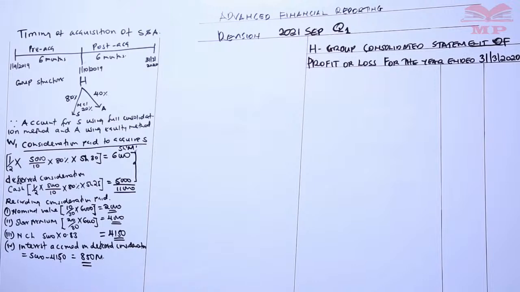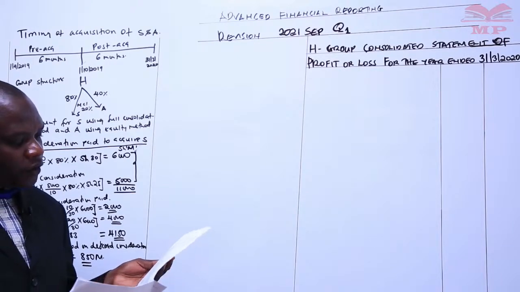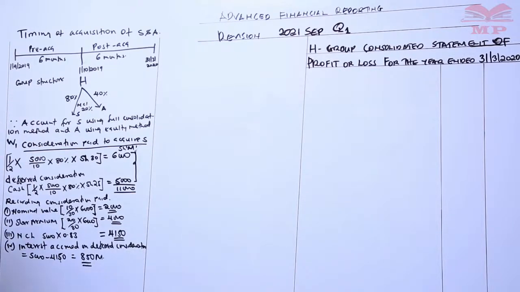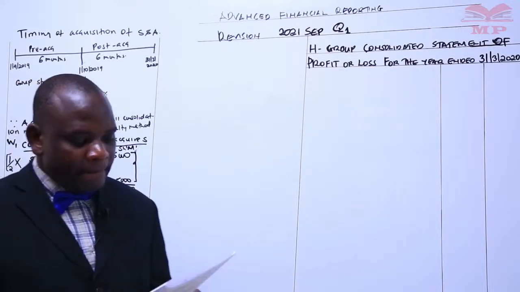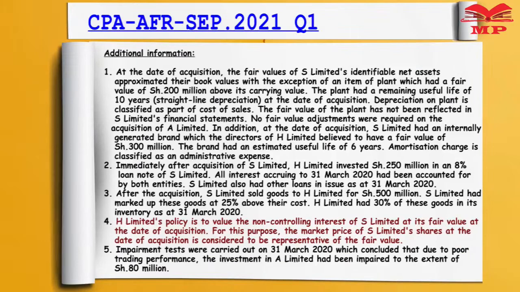Still proceeding, I want us to go to information 4, because information 4 will help us get goodwill. If you don't determine it now, it will be a problem. Additional information 4: H Limited policies to value the non-controlling interest of S, which is at 20%, at its fair value at the date of acquisition. For this purpose, the market price of S Limited shares at the date of acquisition is considered to be representative of the fair value.